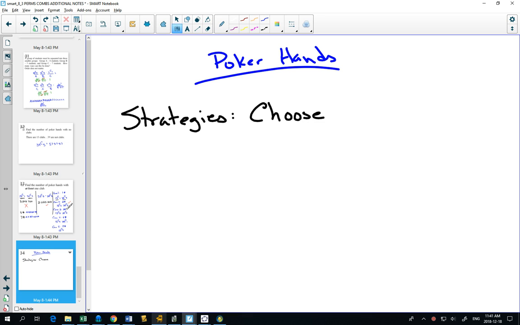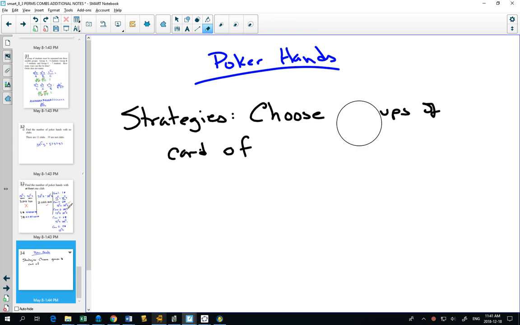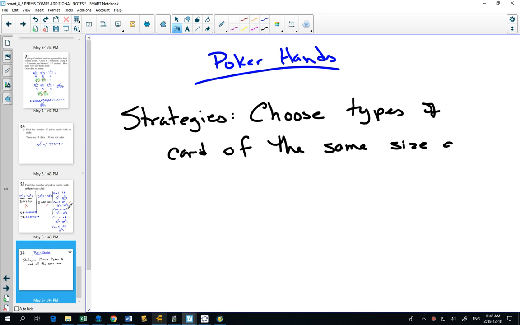We're going to choose, let's see, how could I word this right? Choose, maybe not groups, types of cards of the same size at the same time. So in order to understand this, we'll have examples that show us this. Types of cards of the same size at the same time.